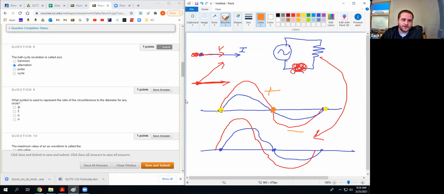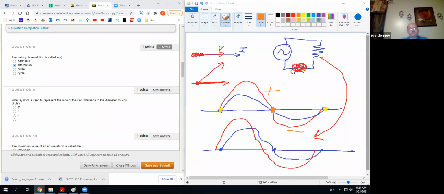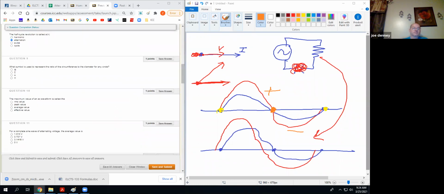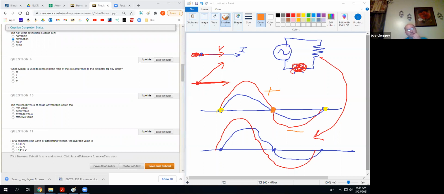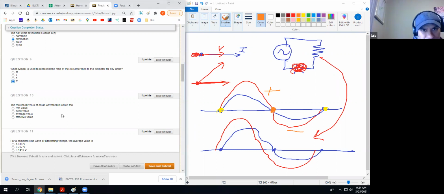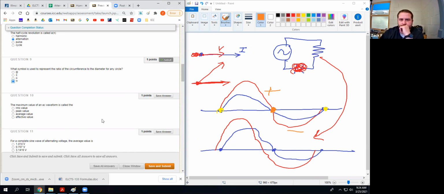What symbol is used to represent the ratio of circumference to the diameter for any circle? Pi. Maximum value of an AC waveform. Peak value.